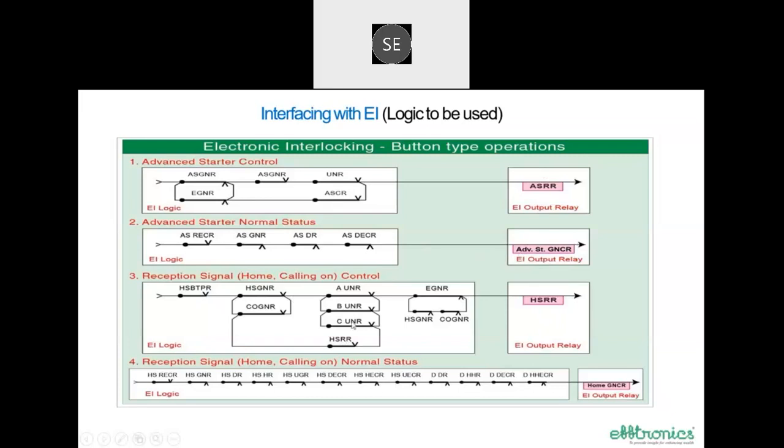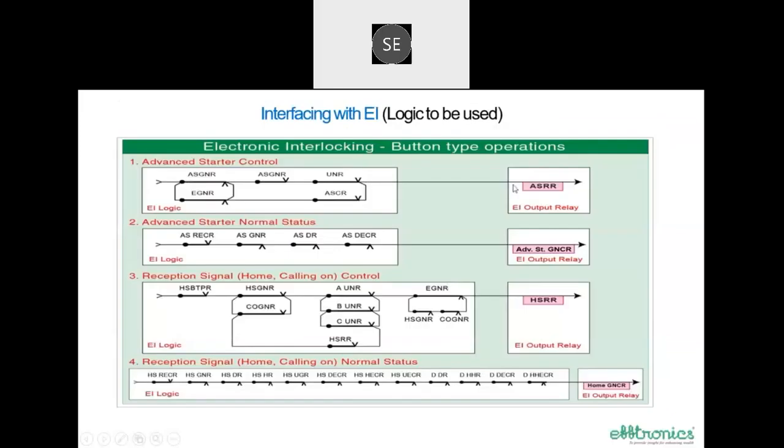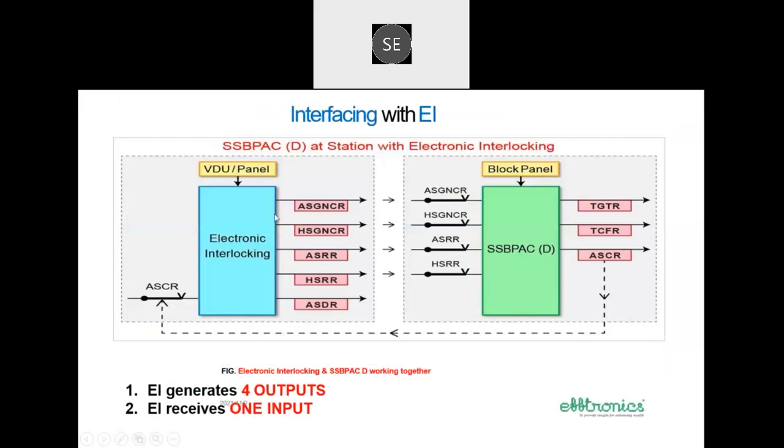Similarly, home signal buttons and route buttons are used to pick up the home signal RR, and the home signal GNCR is picked up by proving the home signal control and its statuses are all normal. So these are the logics to be used in electronic interlocking to pick up these relays for the block instrument. Again, that is what we have shown here.